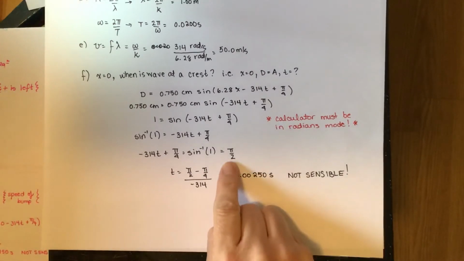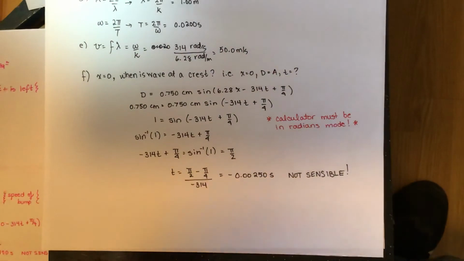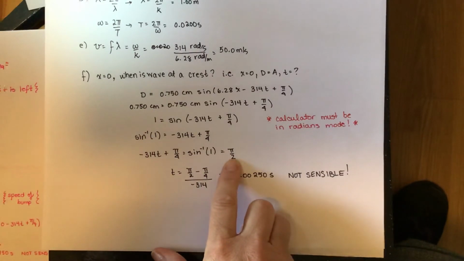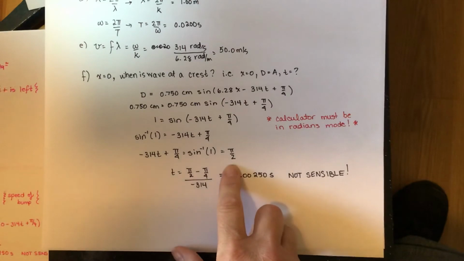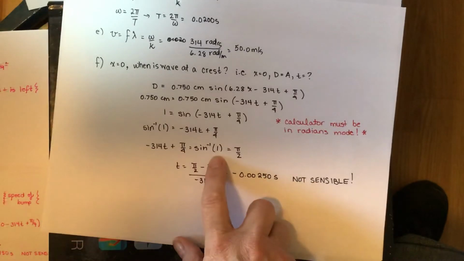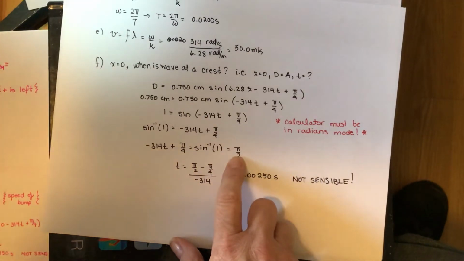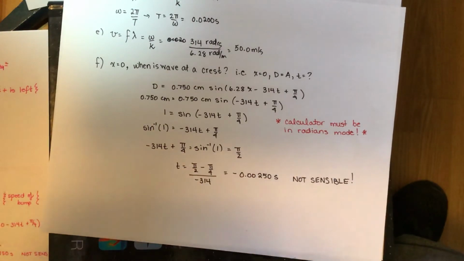The other way you can do it is you can remember that the inverse sine of 1 is not just pi over 2. If you took the sine of 2 pi plus pi over 2, so if you went all the way back around, you'd also get 1. So 2 pi plus pi over 2, which is 7 pi over 2, would also be the right answer. So you could put 7 pi over 2 here and solve for t, and that would give you the right answer.